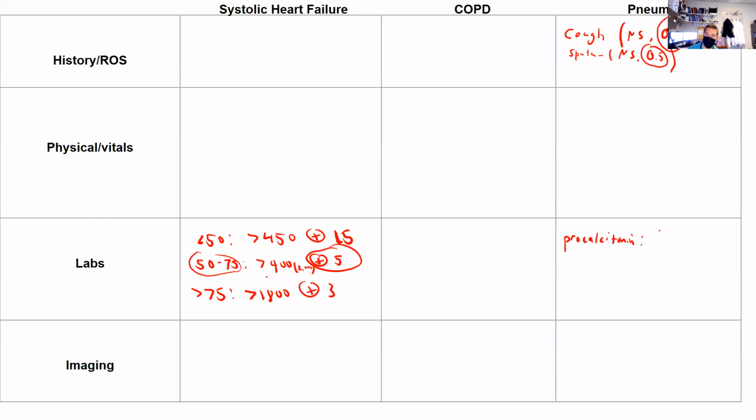And for a procalcitonin less than 0.1, he was 0.05 or something. Greater than 0.1 has a likelihood ratio of 2, and less than 0.1 has a likelihood ratio of 0.3. So since it was less than 0.1, it's a negative likelihood ratio, so 0.3 for the pneumonia.